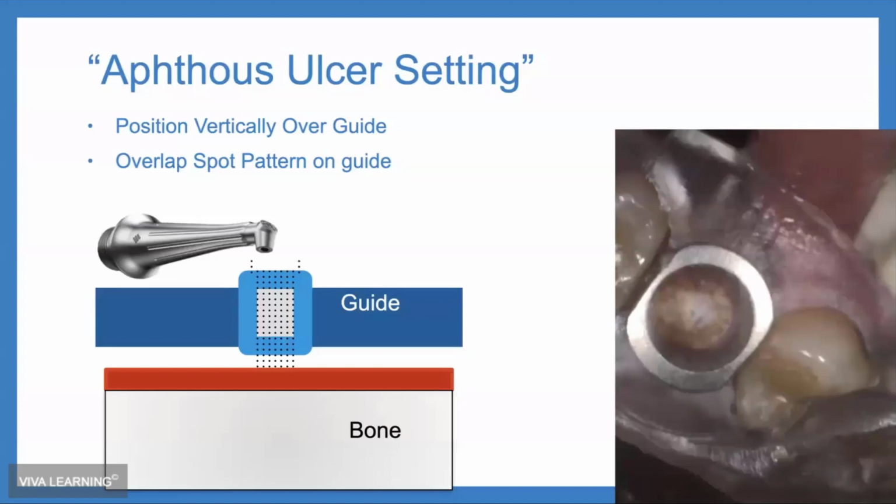So you see this cartoon where you've got a guide that is sitting on the teeth and has a tube in the middle of it where you put your key, and you're going to shoot down at the red soft tissue and ablate that away because that's in the way of the bone. And ultimately, we need to make an osteotomy.